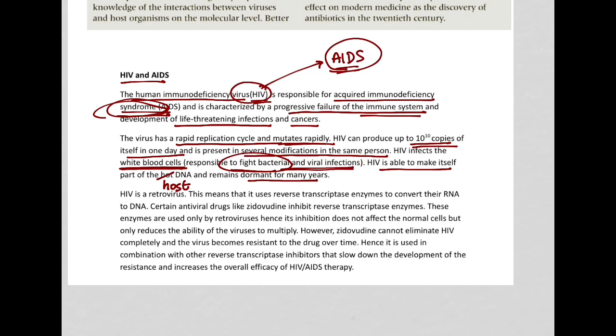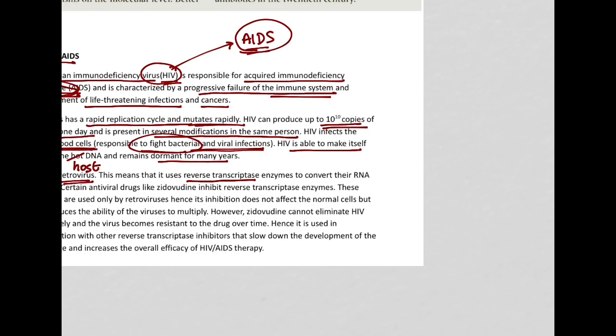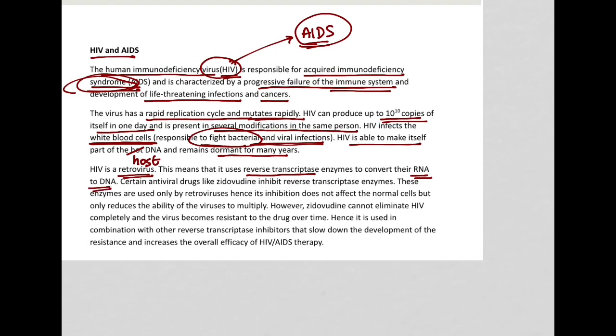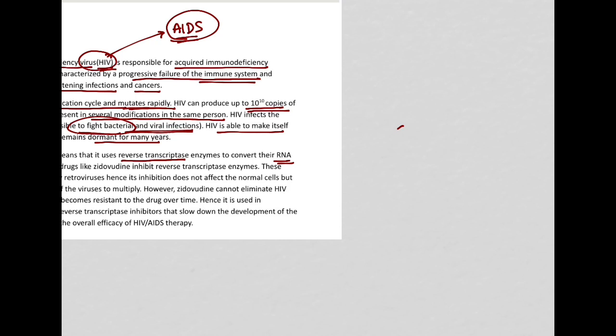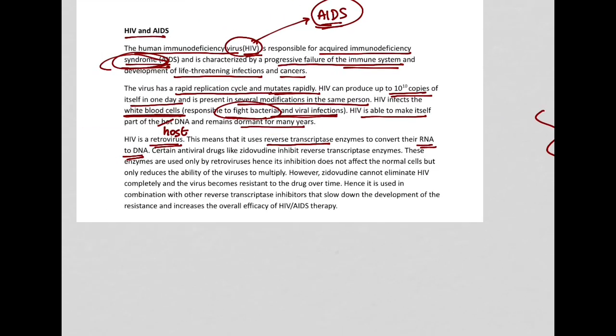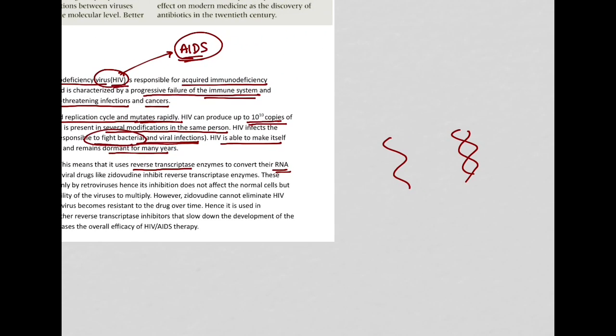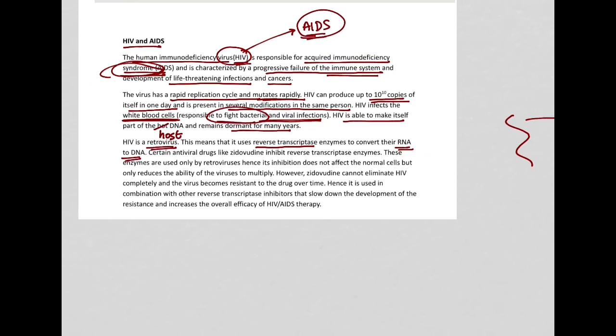Now, HIV is a retrovirus. This means that it uses the enzyme reverse transcriptase. Reverse transcriptase is an enzyme which is used to convert RNA to DNA. RNA is a single strand, while DNA is a double strand. This is the DNA double helix, while RNA is a single helix. Both of them are genetic material. So reverse transcriptase will convert RNA to DNA, and it's used by HIV.